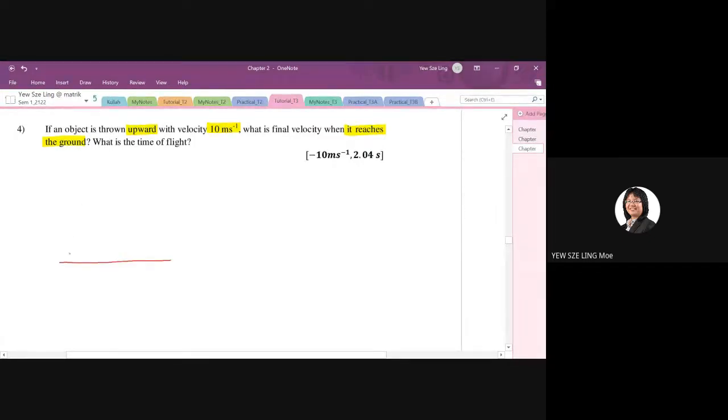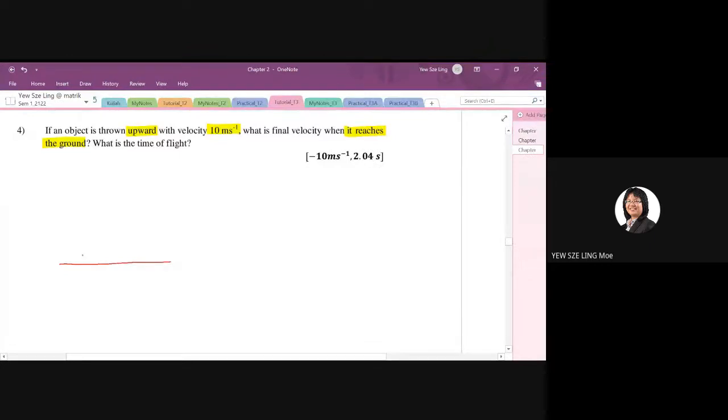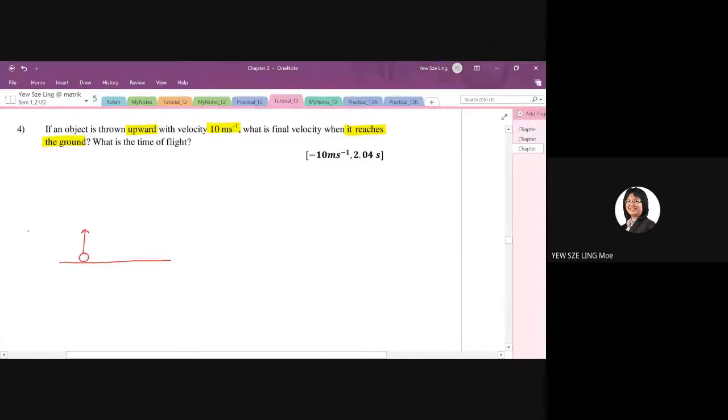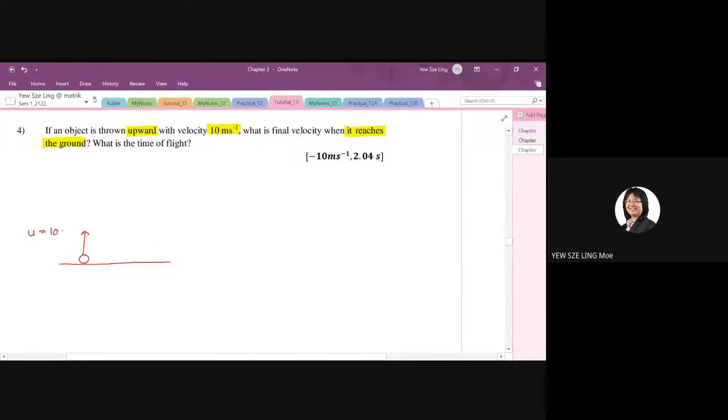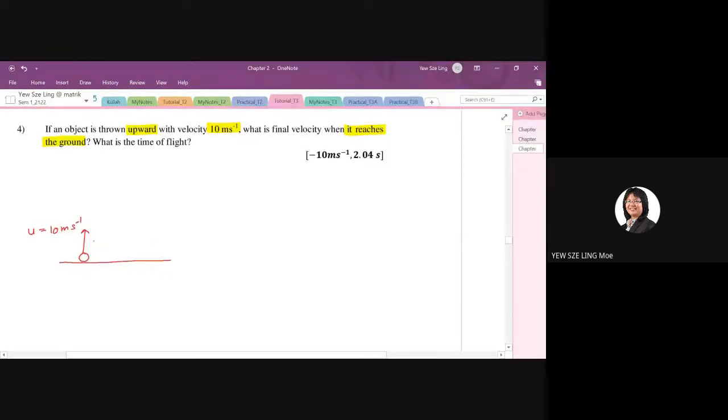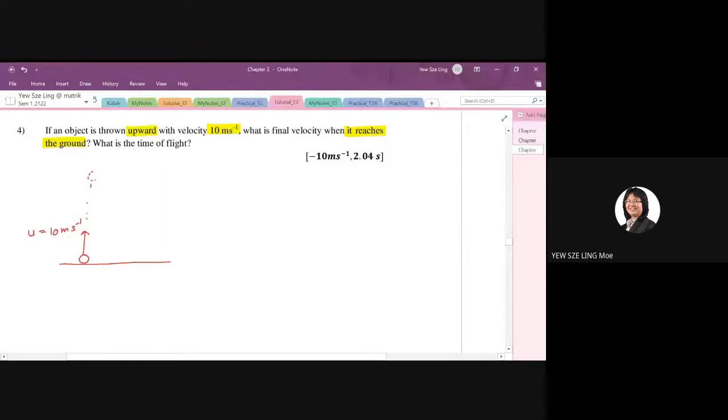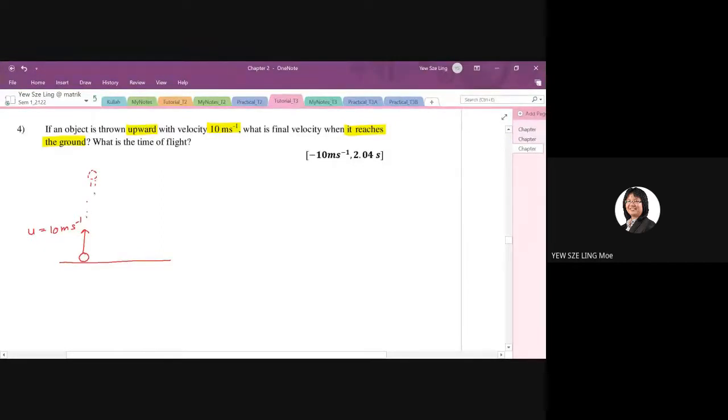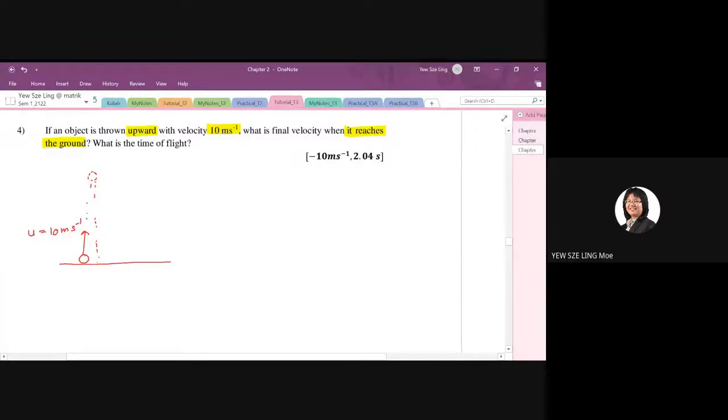So from the ground, you throw something up. This object has 10 meters per second. It's moving with a positive initial velocity going up. So it's going up, and then it reaches a maximum height, and then it drops. And then it goes back to the ground.